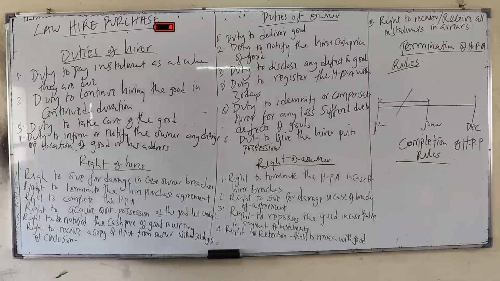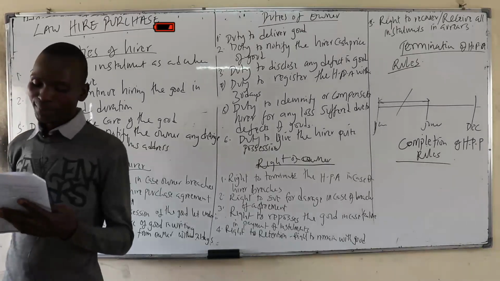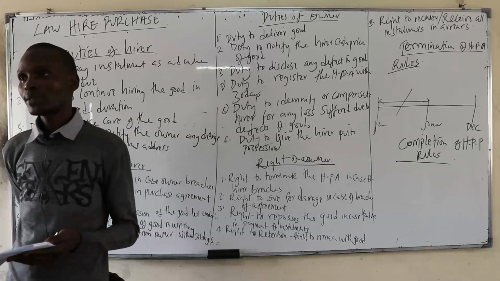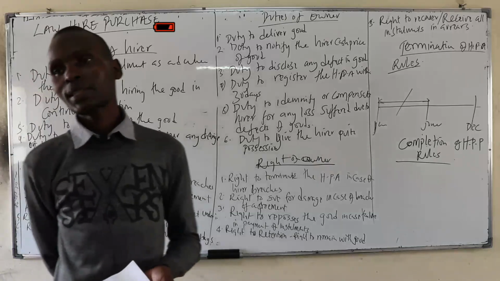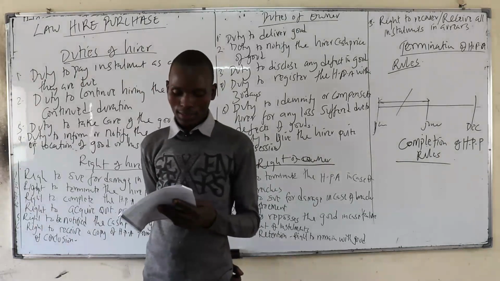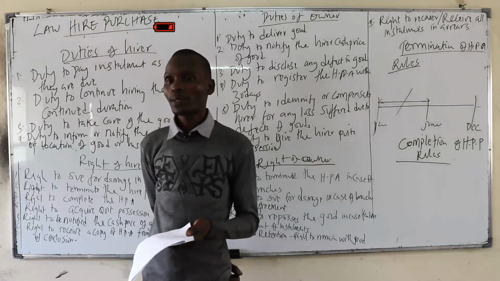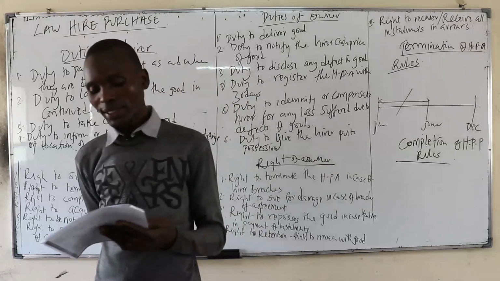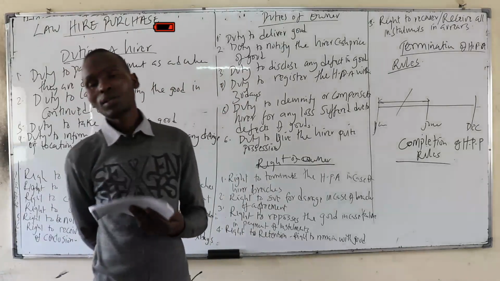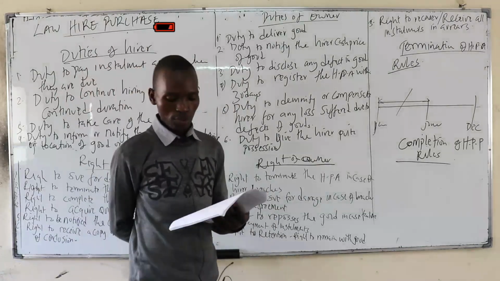Number three, the last one: the hirer's right to complete that agreement is exercisable when? Roman one, during the subsistence of the hire purchase agreement. Then Roman two, within 28 days of repossession of the goods.